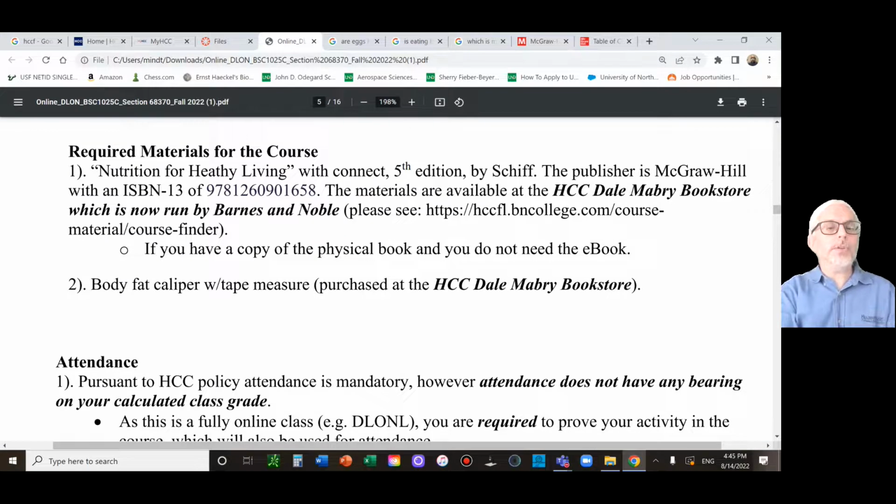All right, so here's what you need in the course. This is the name of the book. This is the author. And of course, McGraw-Hill, even the ISBN number. I have it here, but it's also on the HC bookstore, which I'm noting to you here is now run by Barnes & Noble. There is also supposed to be this caliper. It was not listed in the Barnes & Noble site, so I've inquired. I haven't heard back yet. I'll let you know when I hear.